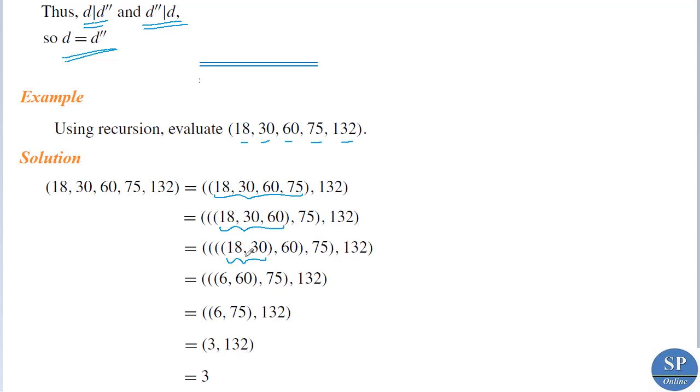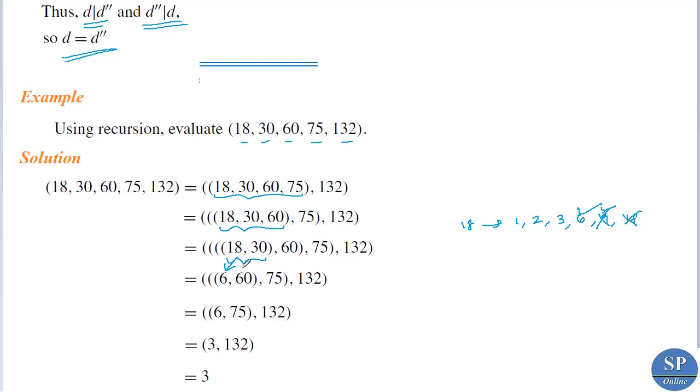So the GCD of 18, 30 is nothing but 6, because the divisors of 18 are 1, 2, 3, then 6, 9 and 18. So if you are taking 18, 18 divides 18, but 18 does not divide 30, so this is not the GCD. If you are taking 9, 9 divides 18, but 9 does not divide 30, so this is not the GCD. Next is 6. 6 divides 18 and 6 divides 30, so 6 is the GCD of 18 and 30.